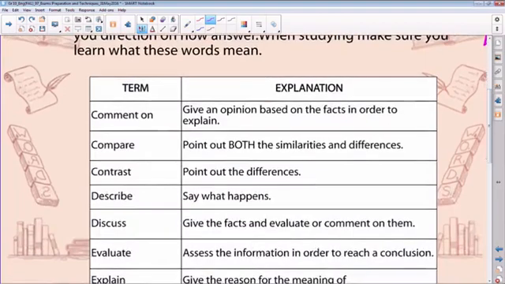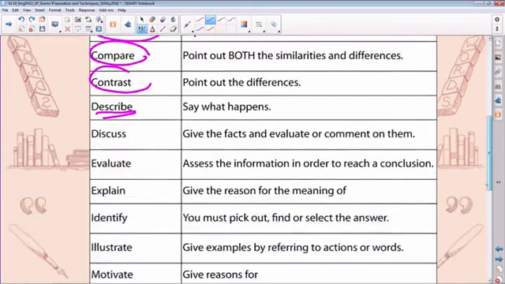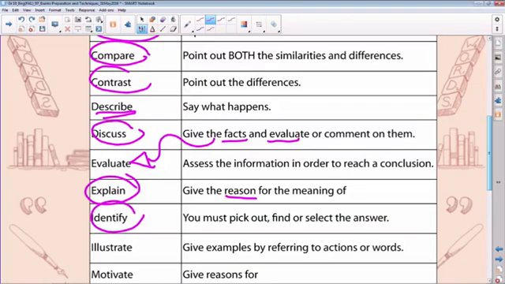We have comment on, and that's going to ask you to give your opinion. Compare, there you're looking at similarities and differences. Contrast, looking at the differences. Describe, this is when you need to say what happens. Discuss, this is when you give facts and evaluate and give examples. Here you might put evaluate within that same question type. There's explain, you need to give the reason. Identify, you need to pick out something.